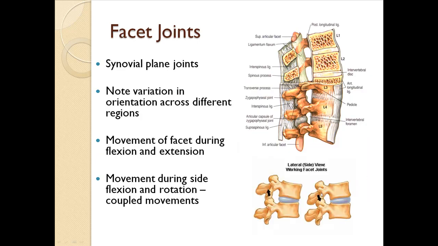Posteriorly, between the articular processes between adjacent vertebrae, we have a series of synovial plane joints. These are the synovial plane joints here, and they are typical synovial plane joints. The articular surfaces are covered in hyaline cartilage. They're surrounded by a capsule, which in turn is lined with synovial membrane. As mentioned earlier, there are regional variations in the synovial plane joints, not only in terms of size, but also, and most importantly, in terms of orientation.